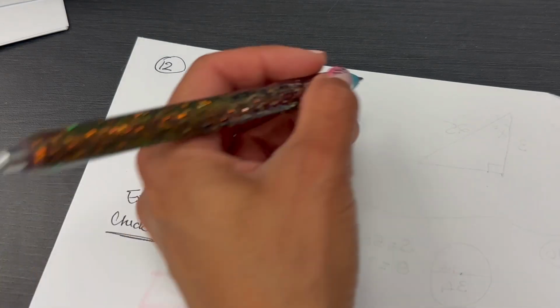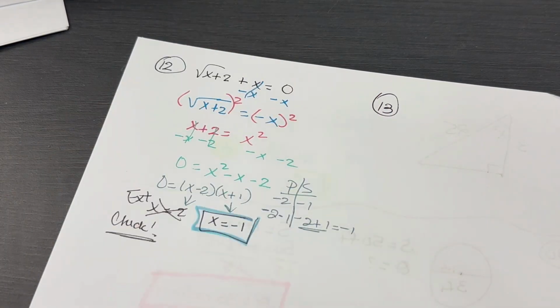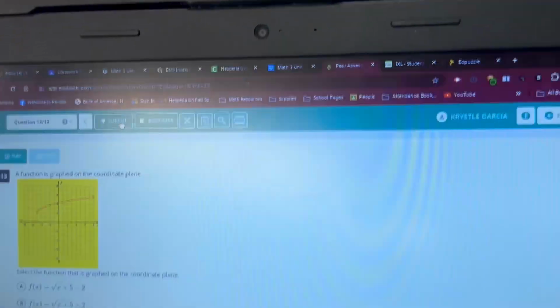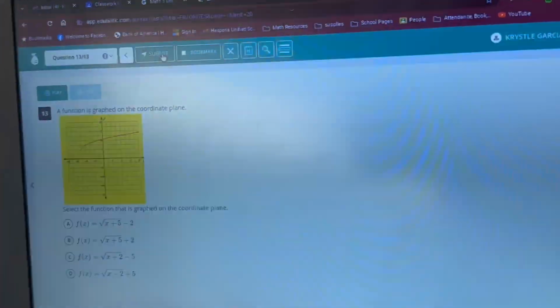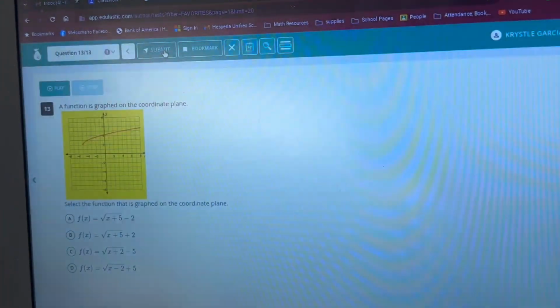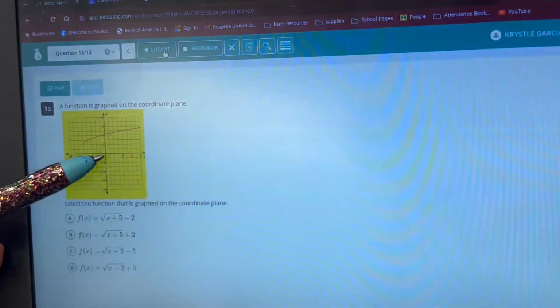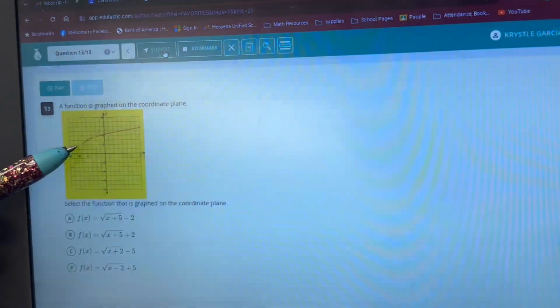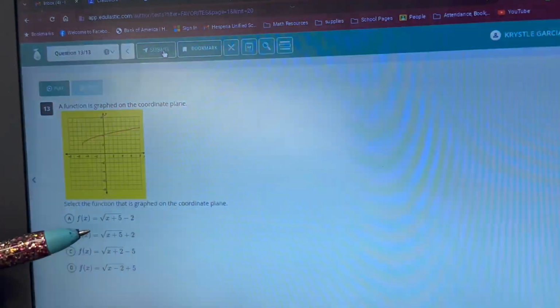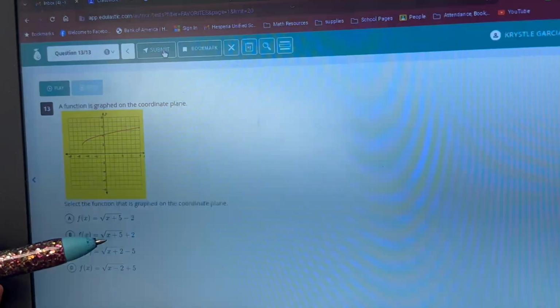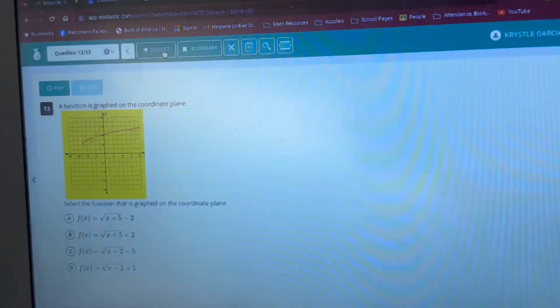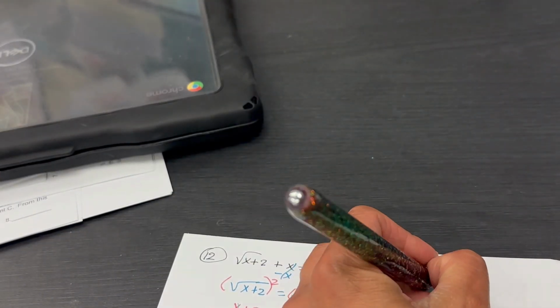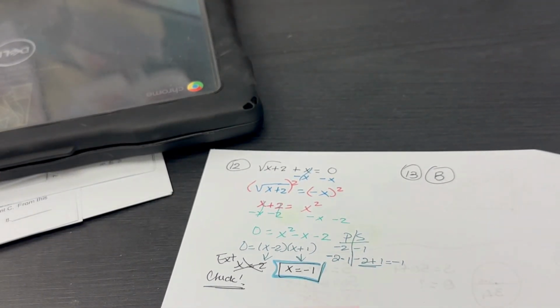Number 13 is a graph. So we're just going to pick the one that we're selecting. So on number 13, it says a function is graphed on the coordinate plane. Select the function that is graphed on the coordinate plane. So remember, all parent functions start at 0, 0. This one was shifted to the left 5 and up 2. So I need to see an x plus 5 and a plus 2 on the end. That one says -2. This one says plus 5 plus 2. So B was the correct option on that one. So for 13, you would just put B, because there's really nothing to write for that one for real this time.